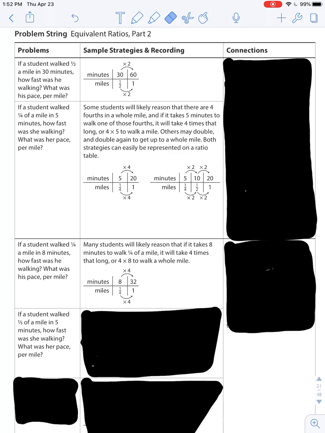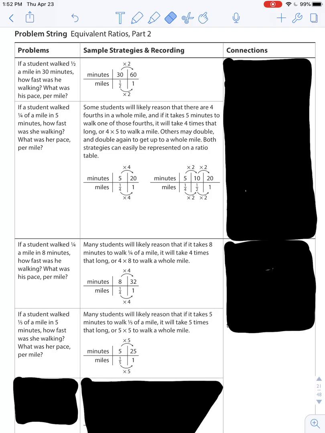If a student walked 1/5 of a mile in 5 minutes, how fast was she walking? What was her pace per mile? Pause the video if you'd like to work this out on your own now. So for this one, think about how many 1/5s you need to make a whole mile. Hopefully you're thinking 5. So you can just multiply by 5, setting it up with minutes on the top, 5 minutes, miles on the bottom, 1/5. Multiply both of those numbers by 5, and we end up with 25 minutes for 1 mile.